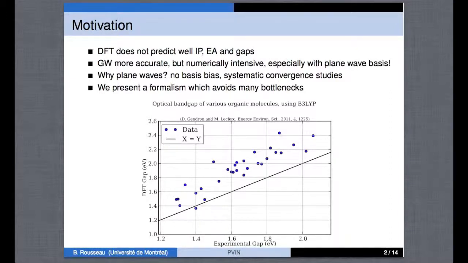So we would like to use plane waves because they introduce no basis bias and they allow systematic convergence studies. Also, they could be very interesting if we want to study complicated systems where you don't necessarily expect your charge density to localize at nuclear sites. So today I'd like to tell you a little bit about a formalism which avoids many of the bottlenecks that are present when we do GW calculations.